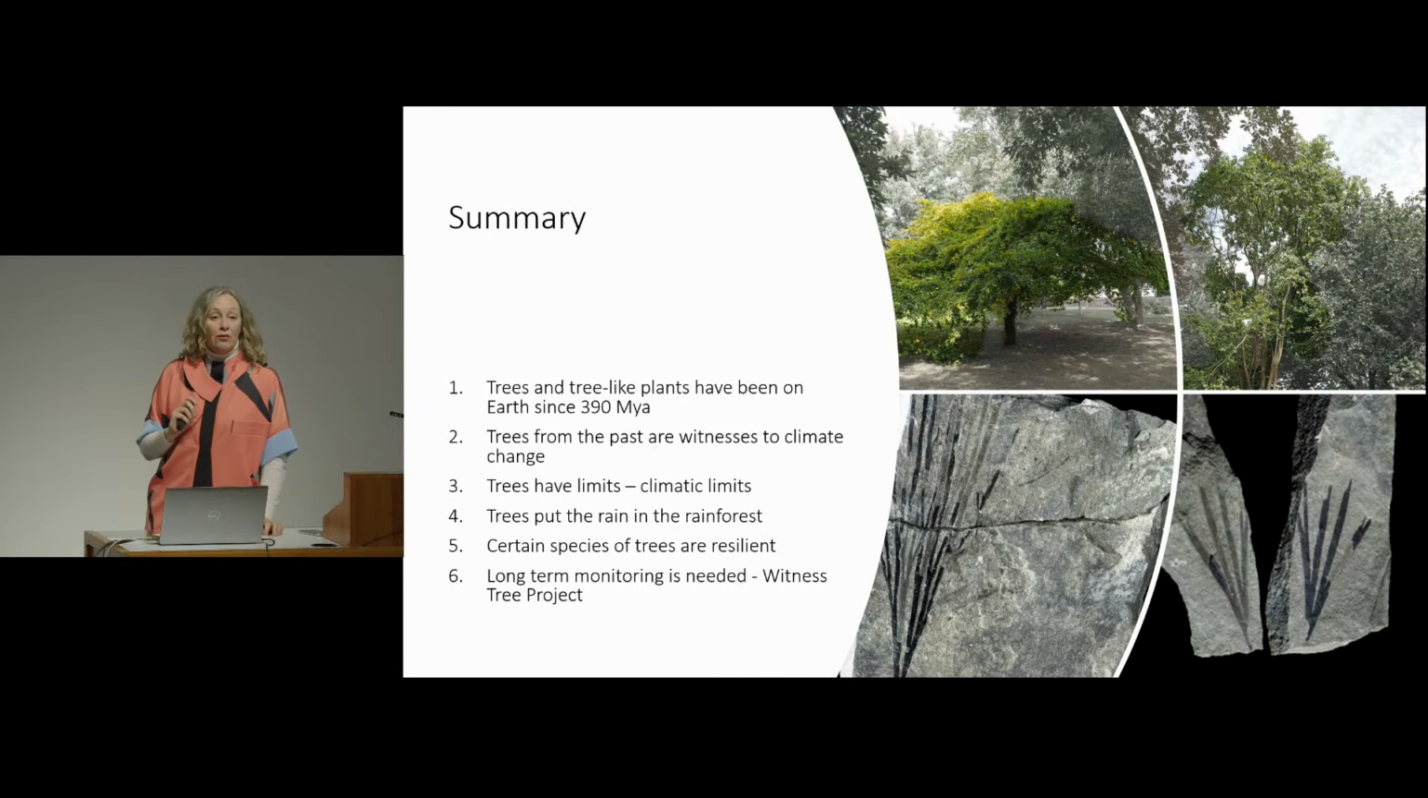Trees put the rain in the rainforest, and we've actually got ways of measuring how much different trees can recirculate water and make climates drier or wetter. Certain species of trees are resilient to climate change and atmospheric pollution, and we need the data to make good predictions of the future and to develop good evidence-based policy. And I really think long-term monitoring is needed. Projects like the Witness Tree and other ongoing projects in botanic gardens all over the world.